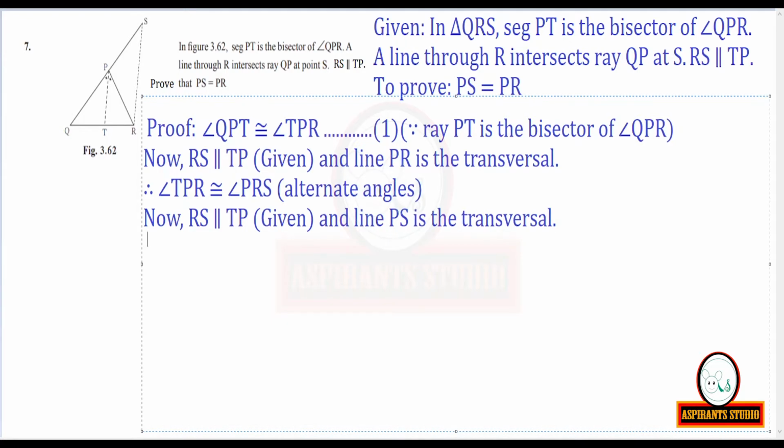Now RS is parallel to TP is given and line PS is the transversal. Now use the corresponding angles theorem. The corresponding angles formed by a transversal of two parallel lines are of equal measure. Therefore, angle QPT is congruent to angle PSR because of the corresponding angles theorem. Angle QPT and angle PSR are corresponding angles. They become congruent.